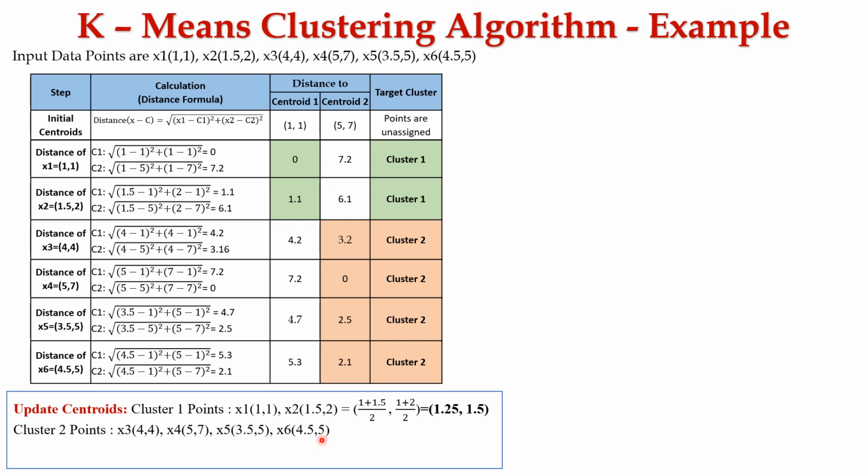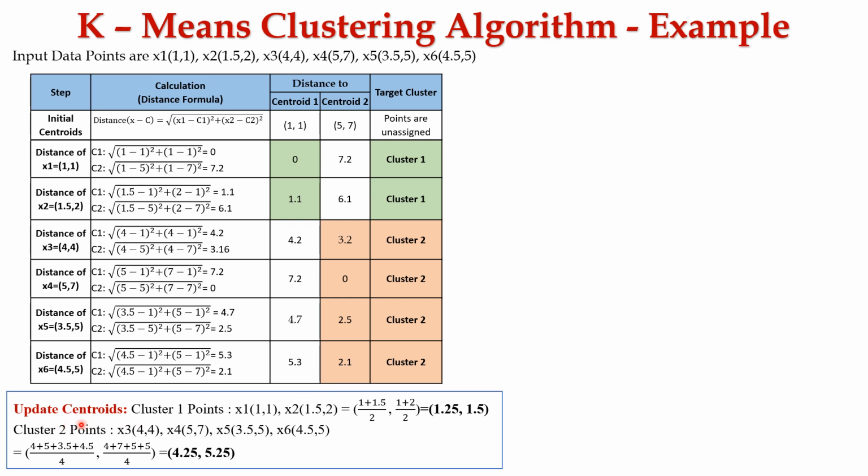Now we need to find the centroid value. In the same way in which we found the cluster 1 centroid, we add the x values of all the data points and divide by the total number of points, and add all the y values and divide by the total number of points. So the formula is (4 + 5 + 3.5 + 4.5) divided by 4, and (4 + 7 + 5 + 5) divided by 4. So the centroid value for cluster 2 is 4.5, 5.2.